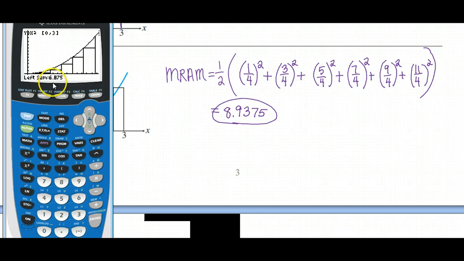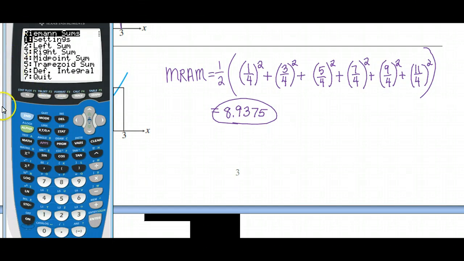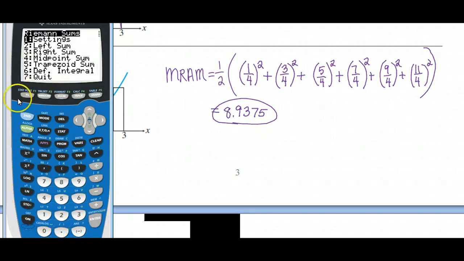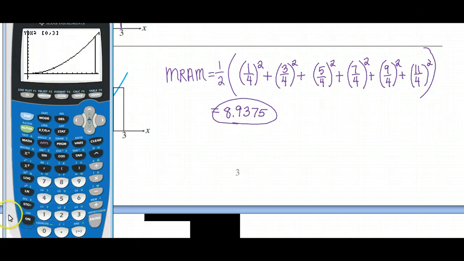Okay, now guys, this is important. So 6.875. You can verify each one. Just press enter and it'll take you back to that screen. Number 3, right-hand endpoint: it's going to graph it, 11.375. We can confirm that that's what we got. Okay, midpoint, number 4. So we'll press 4. Trapezoid sum is the next one.